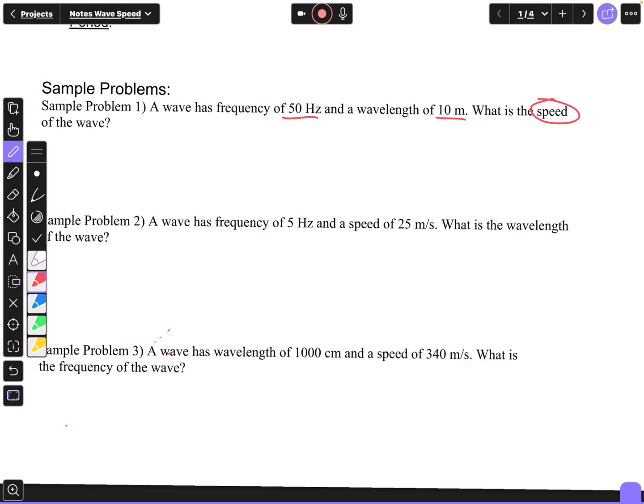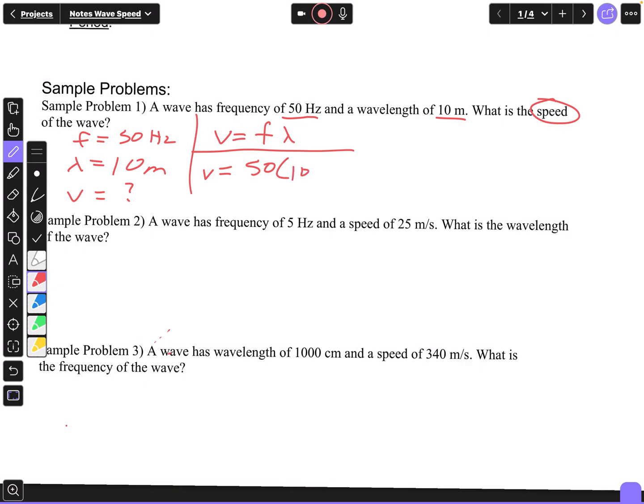Well, I know that frequency is equal to 50 hertz, wavelength is equal to 10 meters, and then I want to know my speed, which is v. So I look at this, and I decide the equation I'm going to use is v equals f times wavelength, or the other way around, wavelength times frequency, it doesn't matter. Then I substitute and solve. So v is equal to f, which was 50, multiplied by my wavelength, which is 10. When I multiply those together, my speed would be 500 meters per second.